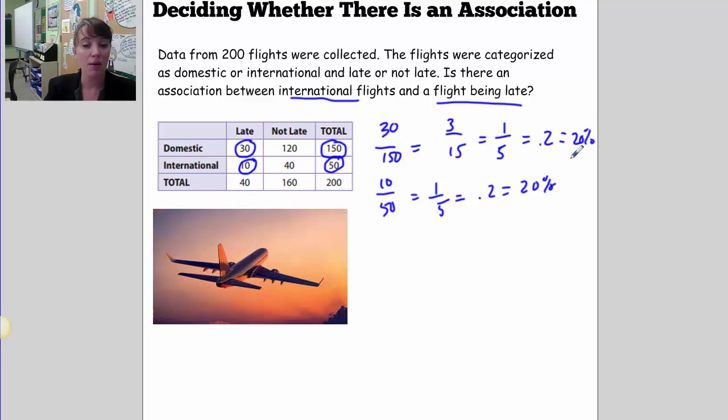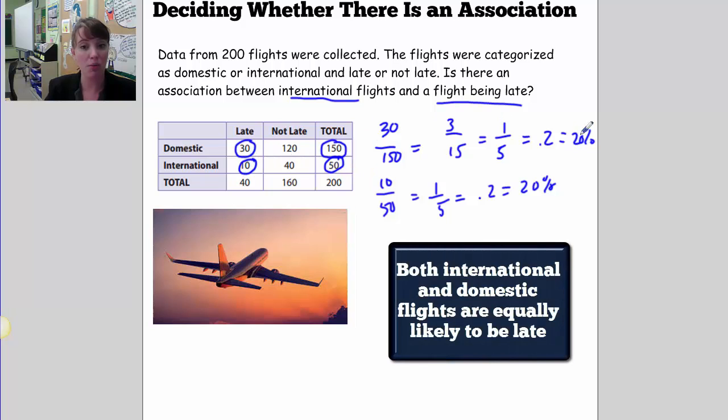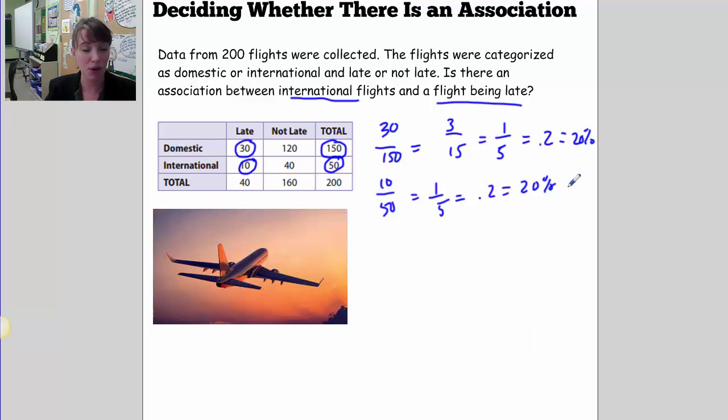So it looks like there is not an association for international flights and lateness, because both international and domestic flights are 20% late and 80% on time. Okay, so in one we found that there was an association between having a curfew and having chores, and in the other one we found there wasn't an association between being on a domestic flight and being late.